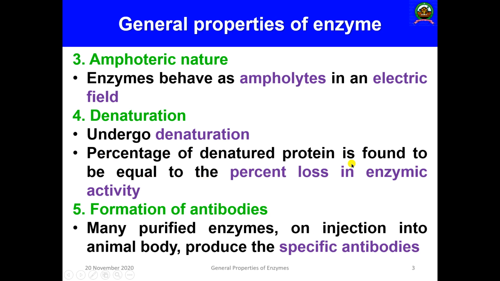The percentage of denatured protein is seen to be equal to the percentage loss in enzyme activity. That is, whatever percentage of denaturation is present, that much percentage loss of enzyme activity is observed. That is another important aspect.